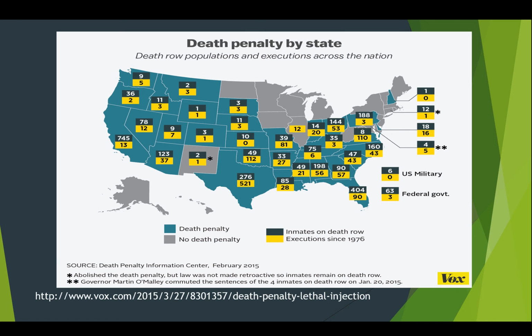The picture here shows how many inmates are on death row today and how many executions there have been since 1976, which is when the death penalty first took effect. 31 out of the 50 United States have the death penalty in effect today. Out of these states, New Hampshire has the fewest inmates on death row, only about 1, and has not carried out any executions since 1976. Texas, on the other hand, has the largest number of inmates on death row, with 276, and has conducted the most executions since 1976, about 521.